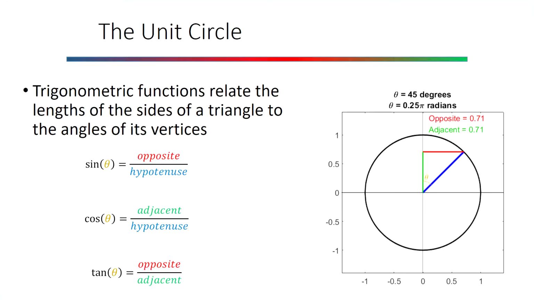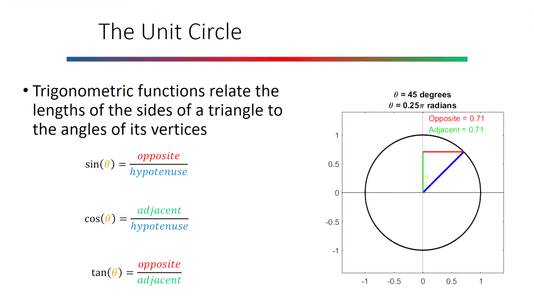The sine of 45 degrees is 0.71, so that tells us that the opposite side must be equal to 0.71 miles. The cosine of 45 degrees is also 0.71, so that tells us that the adjacent side is also equal to 0.71 miles. So in the example of a 45-degree turn, we've gone 0.71 miles north and 0.71 miles east.